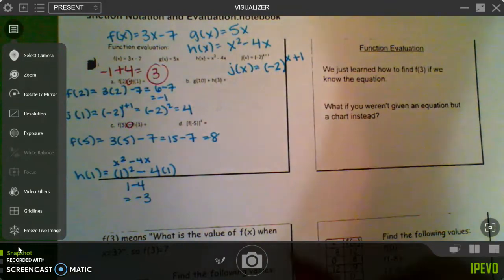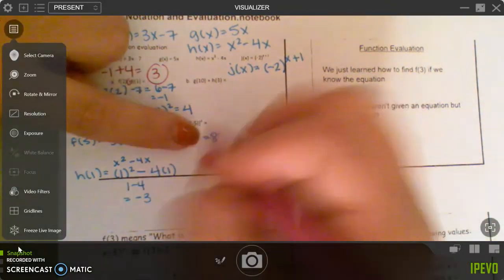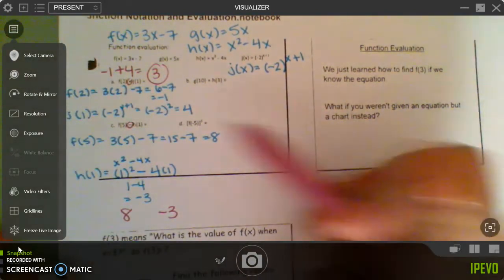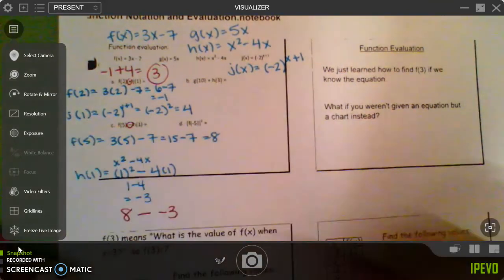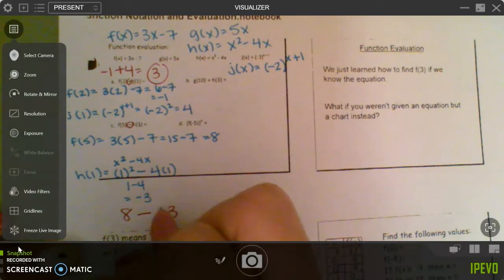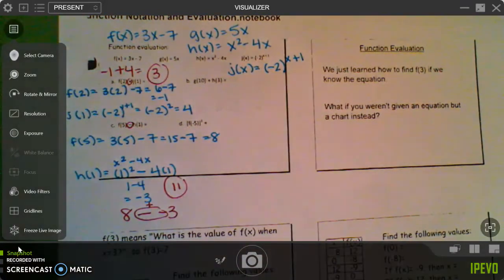So for our final answer, we have to do 8 and -3, but we're subtracting. So it's 8 minus -3, which makes this a plus sign, so your final answer is 11.